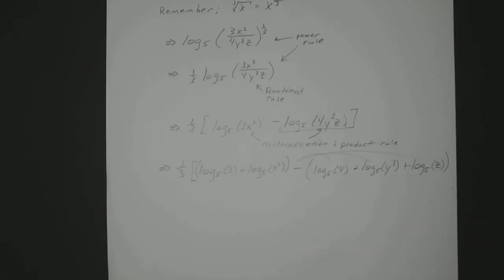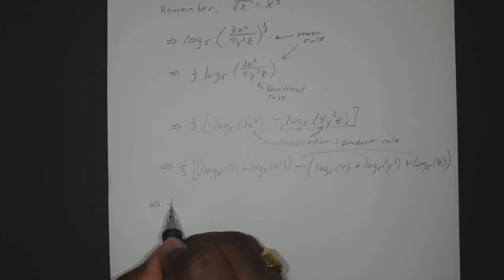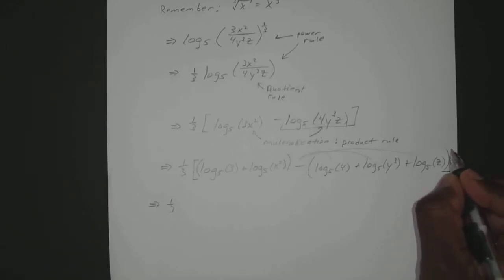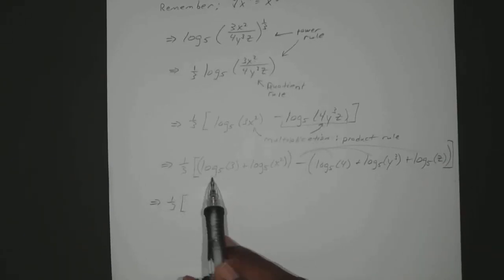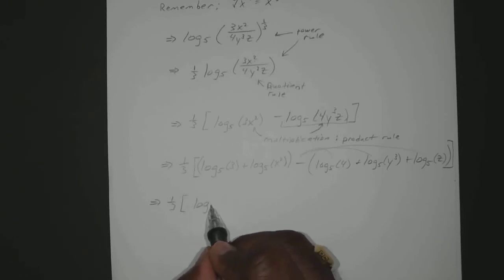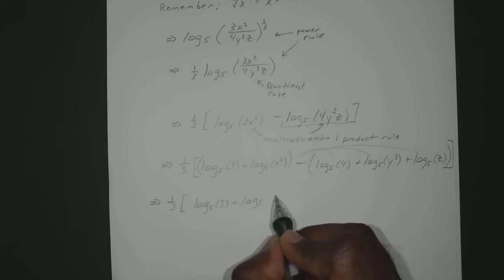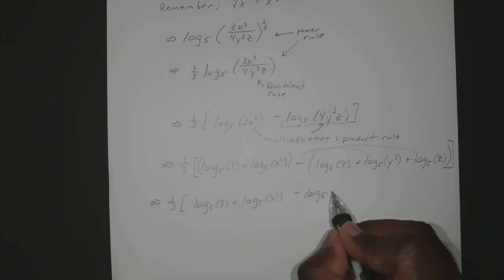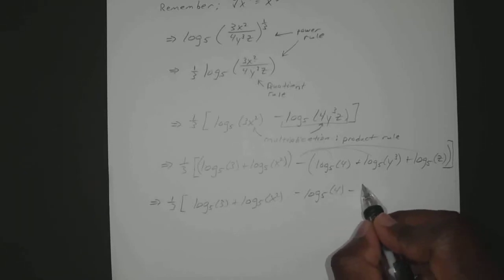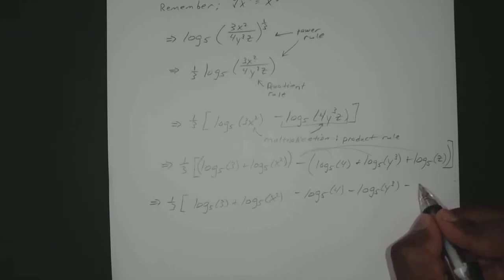Okay, so if you want to distribute that negative, you can. So you have 1/3 times log base 5 of 3 plus log base 5 of x squared minus log base 5 of 4 minus log base 5 of y to the 3rd minus log base 5 of z.